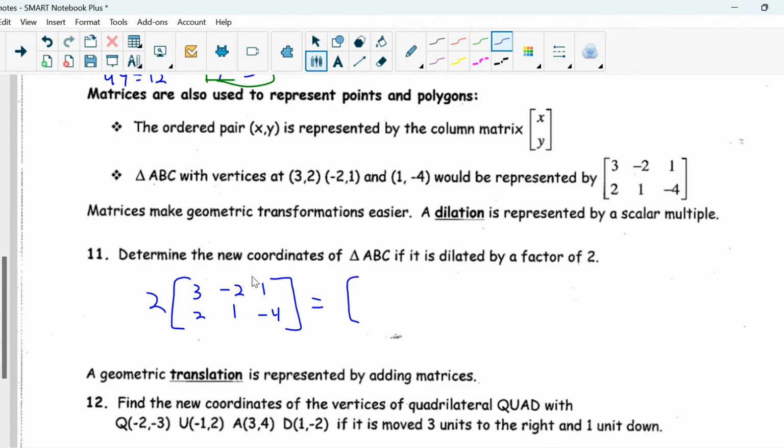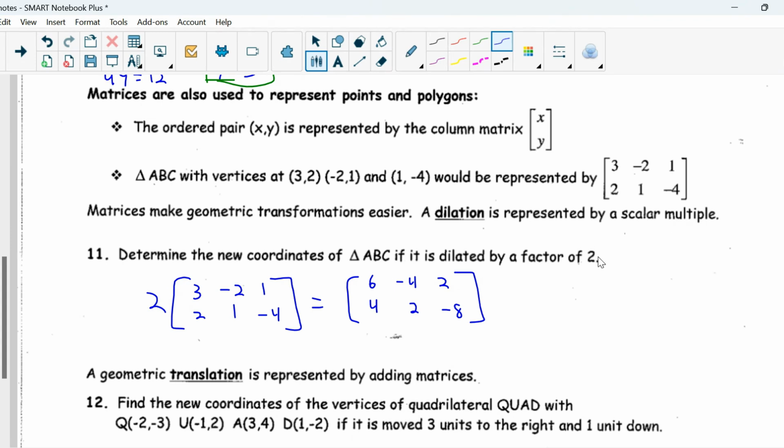2 times 3 gives us 6. 2 times negative 2 gives us negative 4. 2 times 1 gives us 2. 2 times 2 gives us 4. 2 times 1 gives us 2. And 2 times negative 4 gives us negative 8. But this right here, this isn't coordinates. We want to write our coordinates as ordered pairs.